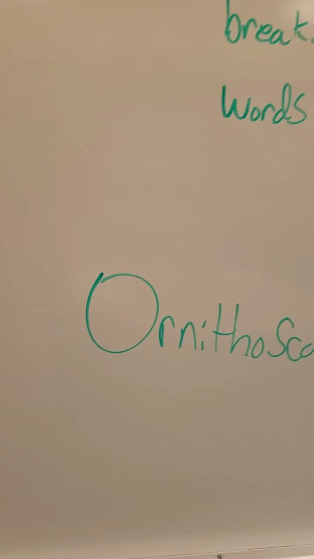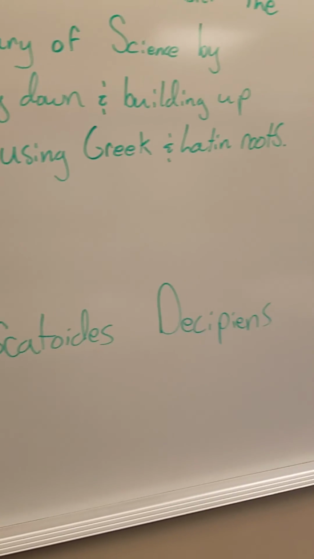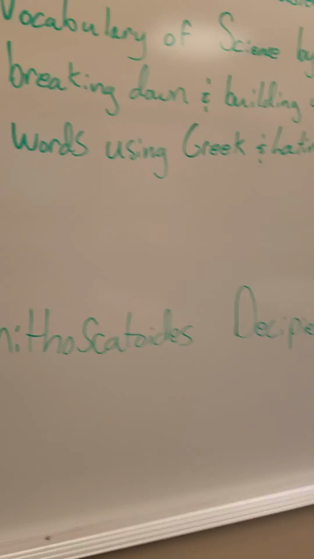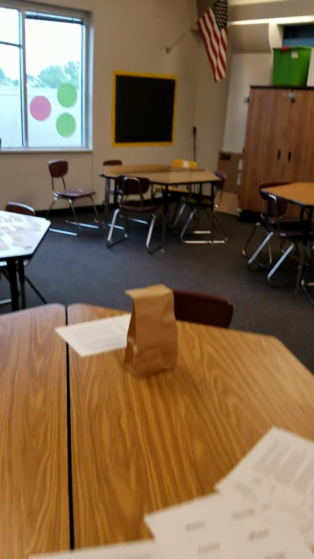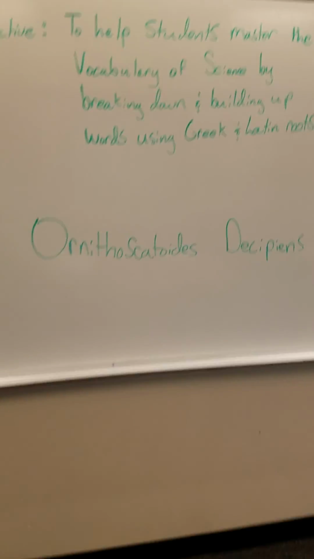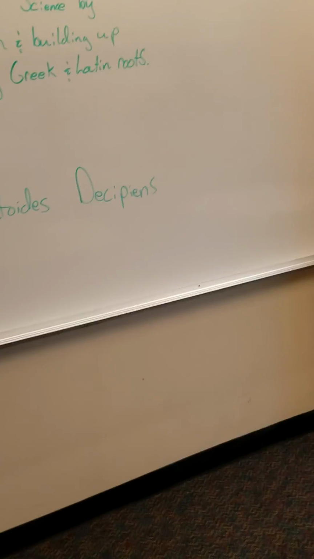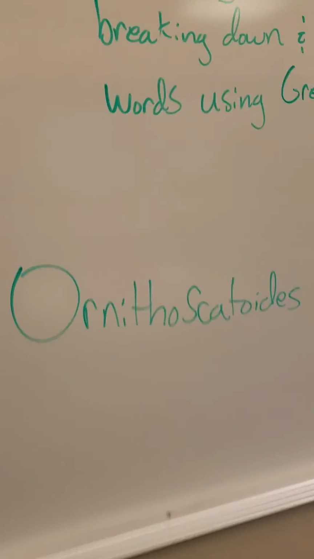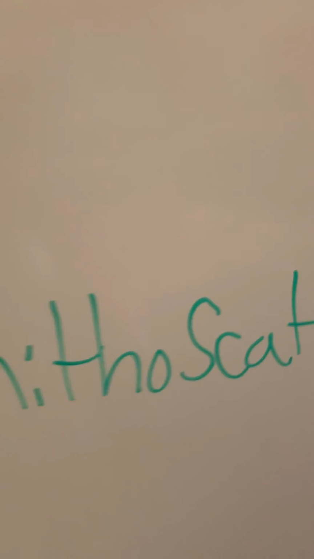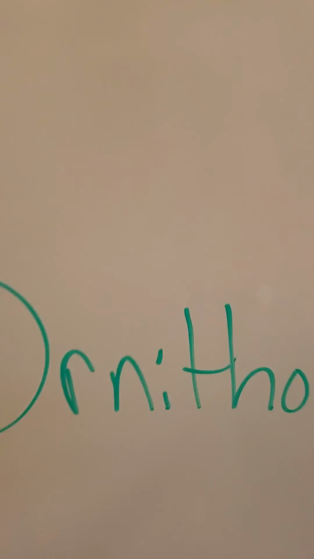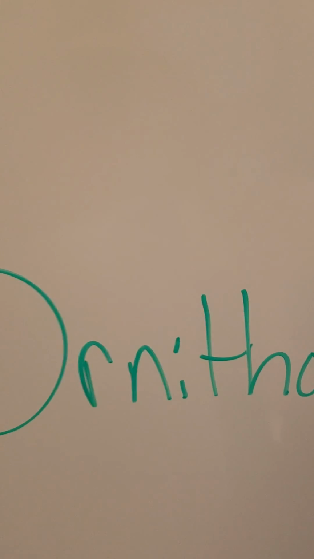For example, let's look at the word Ornithoscatoides decipiens. If I were to ask you to break that word down with your knowledge of Latin and Greek roots at this point, what would you say? Okay, so we might be having a little difficulty at this time. And so if we don't know what Ornithoscatoides means just offhand, what could we do? Well, we would break that word down.